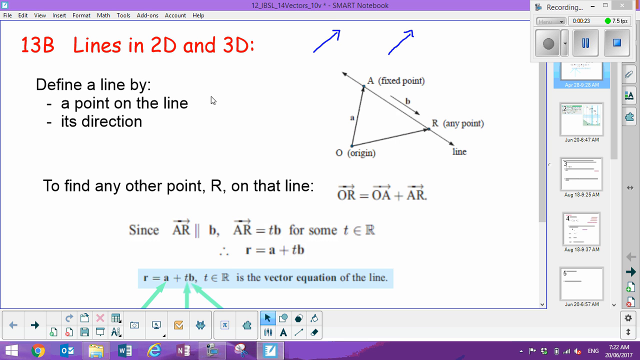What we're now doing is we want to define a line. So here's a line down here, and we want to describe that. It might be the movement of a boat or a plane or a car or whatever it might be. If we know we've got a point on this line and we know what direction it's going, then we can define the path that it's travelling in. So we need a direction vector and a point.